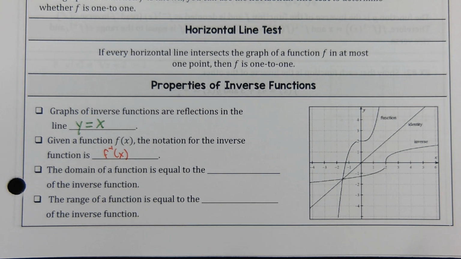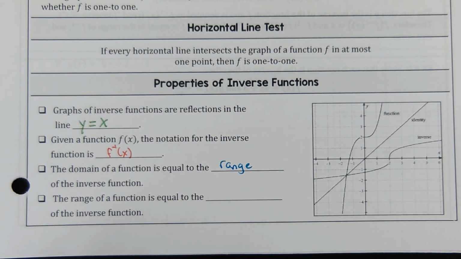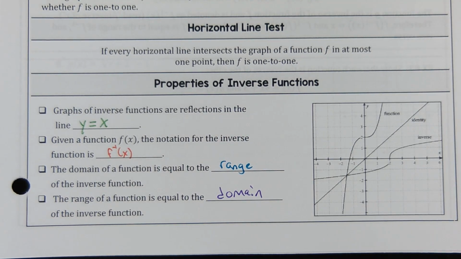The domain of a function will always be the same as the range of the inverse, whereas the range of a function will always be the same as the domain of its inverse.